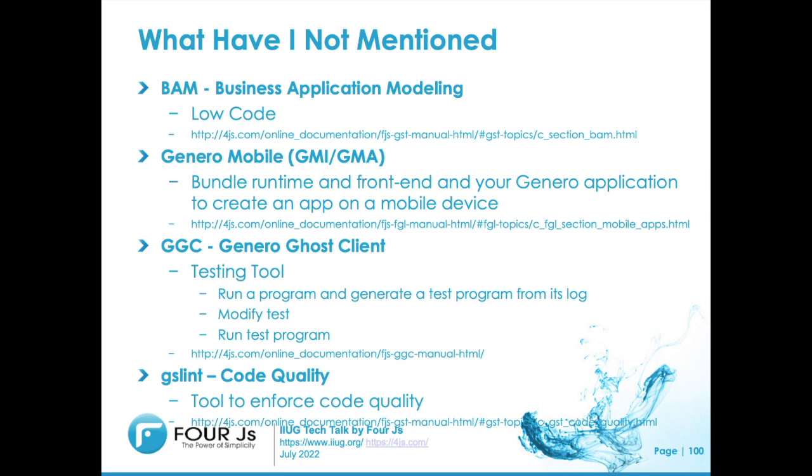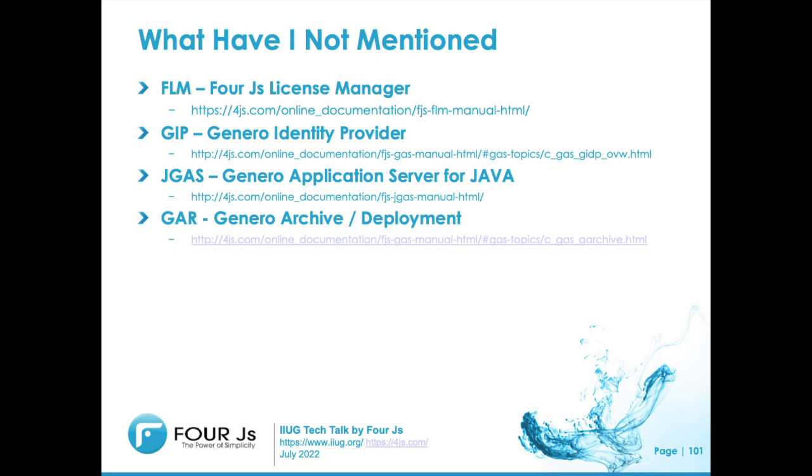Within Genero Studio, we have a new thing called GSLint, which is a tool that you can use to enforce code quality. What I also haven't mentioned, FLM, 4JS License Manager. That's a tool you can use to help manage our licenses better. GIP, Genero Identity Provider. JGAS, Genero Application Server for Java. And GAR, Genero Archive and Deployment. These are all things that you may see in the documentation, but they're probably not going to be part of your initial Genero transformations.